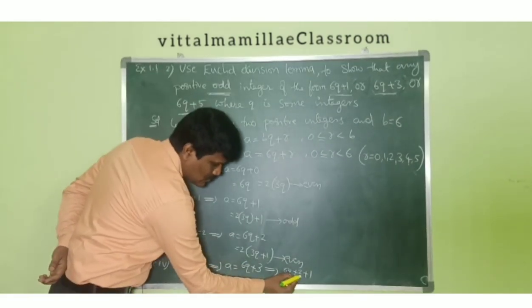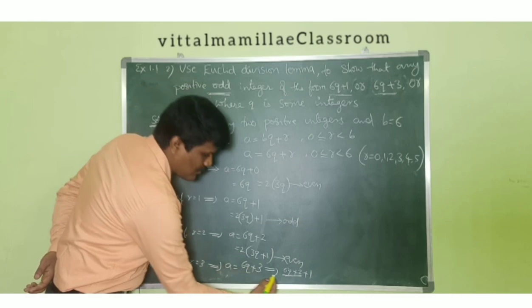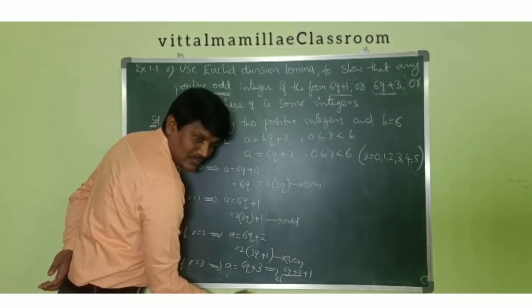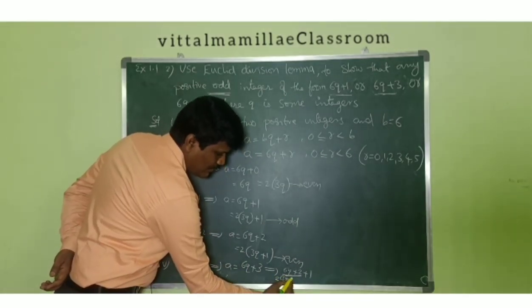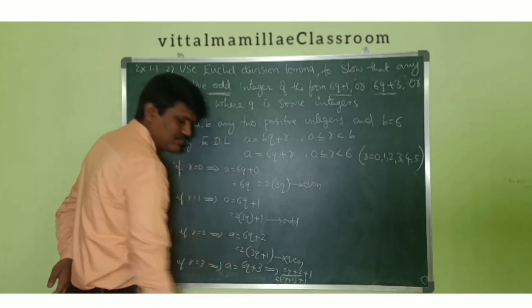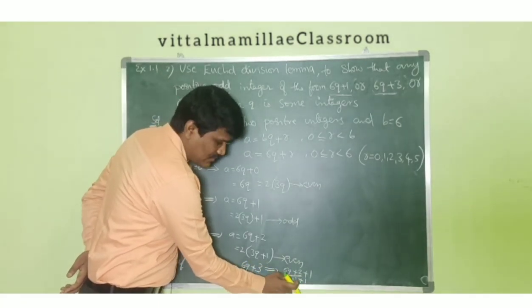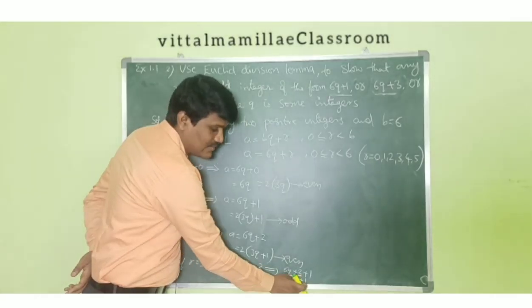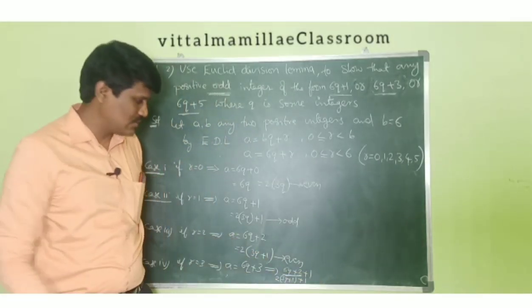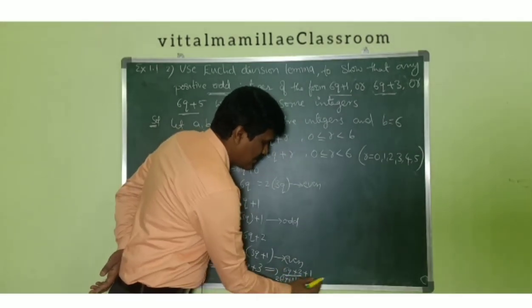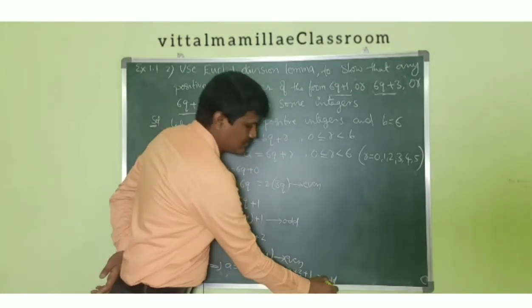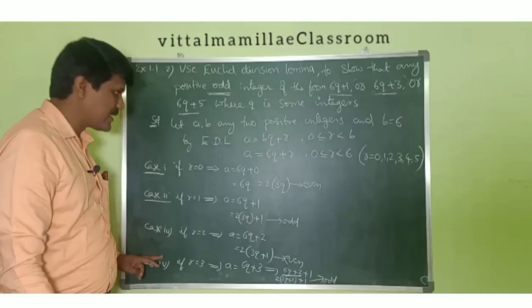So from this 2, I can take 2 common. That means 2 into (3q plus 1) plus 1. That is nothing but 2 into something, so this total is an even number, and this plus 1 will be odd. So 6q plus 3 will be your odd number. This is case 4.